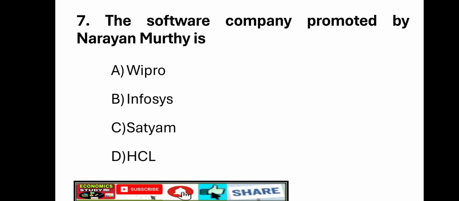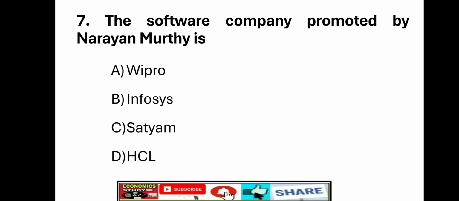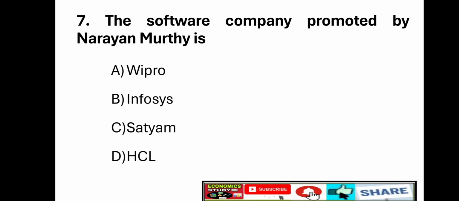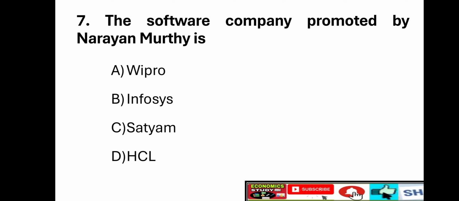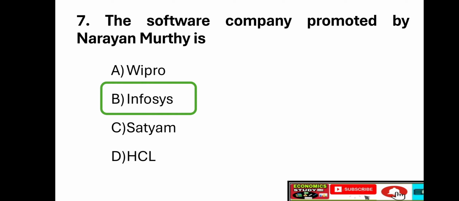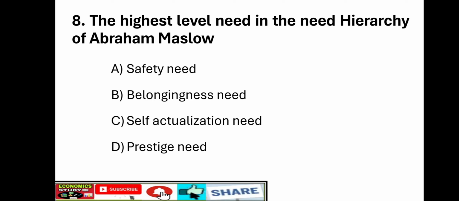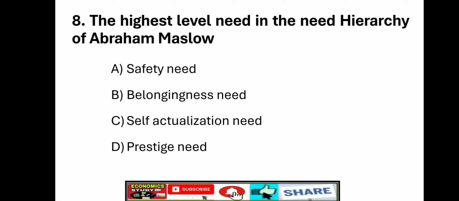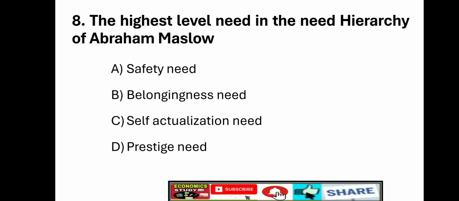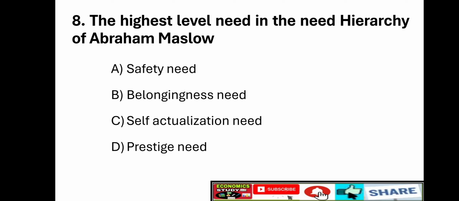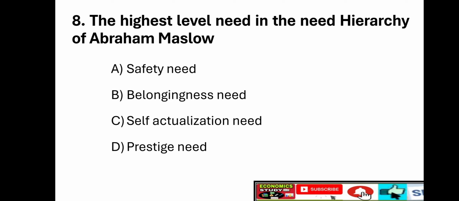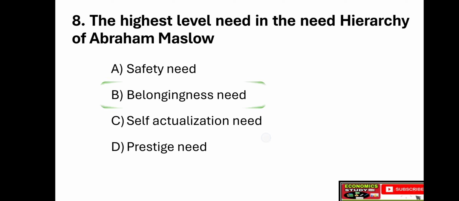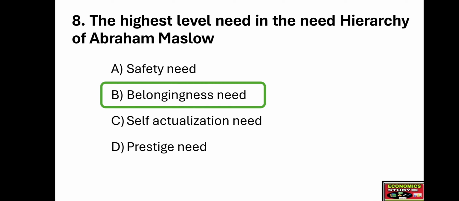Question number 7. The software company promoted by Narayana Murthy is option A, Wipro. Option B, Infosys. Option C, Satyam. Option D, HCL. Right answer is option B, Infosys. Eighth question, the highest level need in the need hierarchy of Abraham Maslow. Option A, safety need. Option B, belongingness need. Option C, self-actualization need. Option D, prestige need. Right answer is option B, belongingness need.